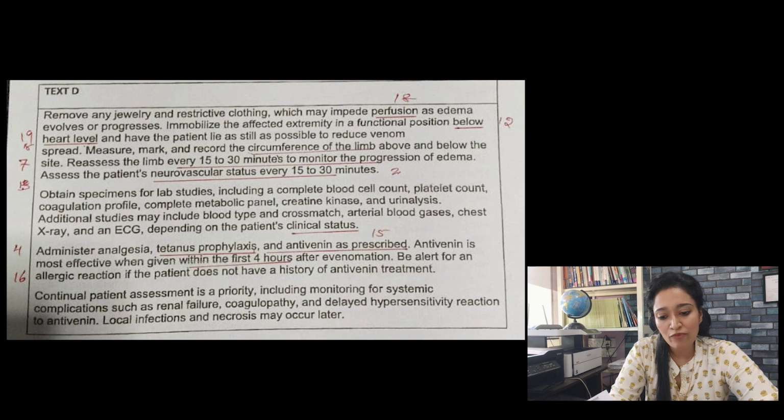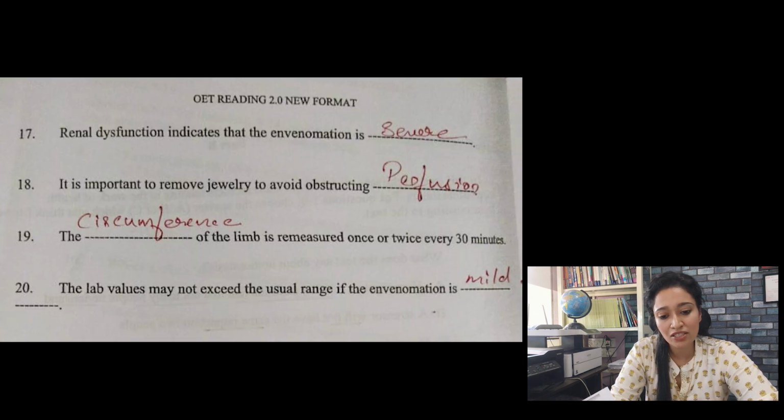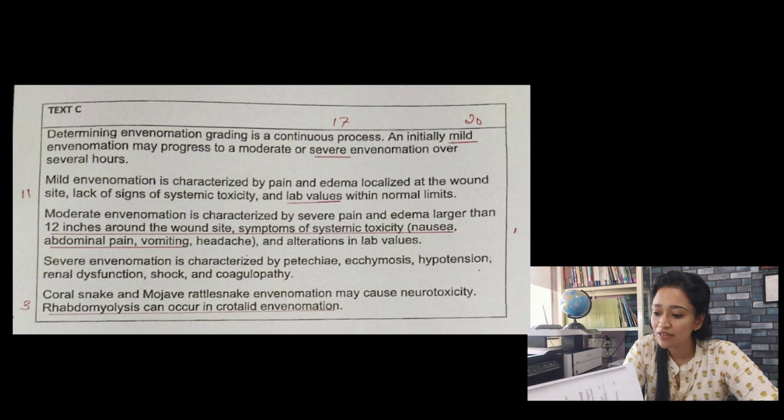20th question. The lab values may not exceed the usual range if the envenomation is dash. You can see this information in the text C, where it is given, mild envenomation is characterized by pain, edema localized at the wound site, lack of signs of systemic toxicity and lab values within normal limits. So that means the lab values may not exceed the usual range and the answer is mild.